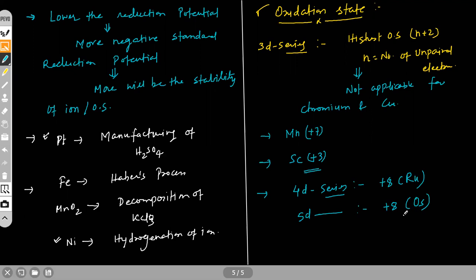Write down next: as oxidation state increases, the tendency to form covalent bonds also increases. As oxidation state increases, the tendency to form covalent bond also increases.